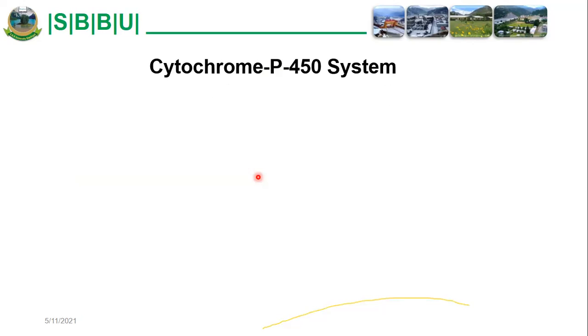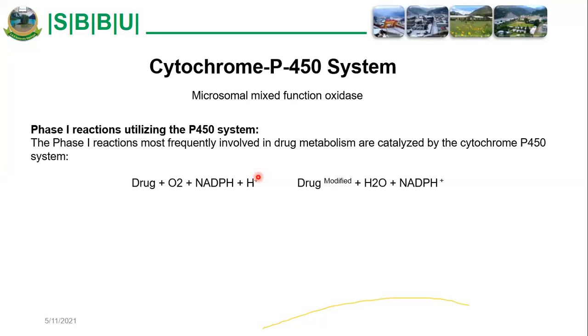In some of my lectures, I mentioned that phase 1 reactions are mostly dependent on the Cytochrome P450 systems. They are also called microsomal mixed function oxidase enzymes. A phase 1 reaction is one that utilizes the P450 systems. You can see drug oxidation and reduction reactions may occur, involved in drug metabolism. They catalyze the drug modification.